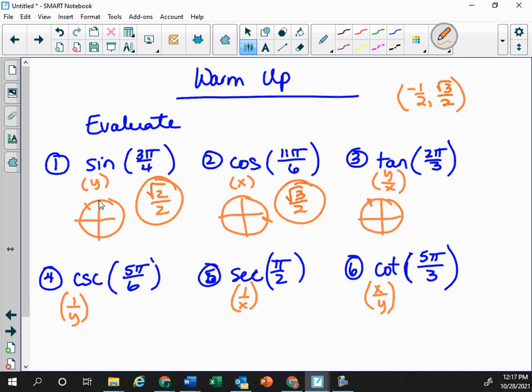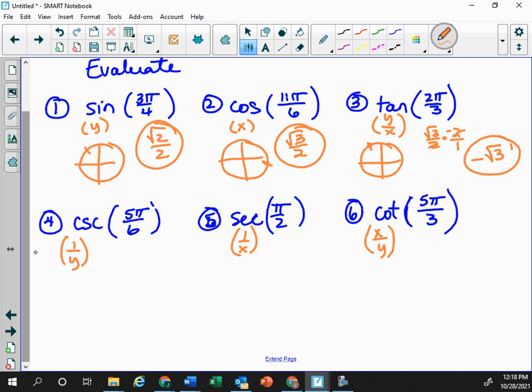So I'm doing y over x, so that'd be root 3 over 2 divided by negative 1/2. That's the same as multiplied by negative 2. So it's just negative root 3. How'd we do? Hitting it? Okay, good. All right, cosecant.